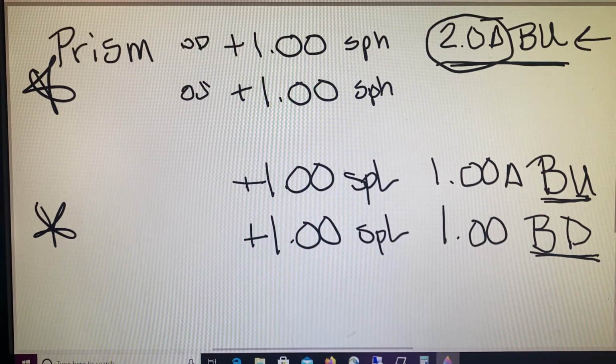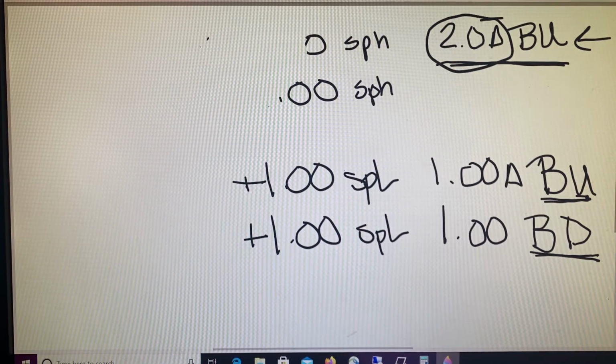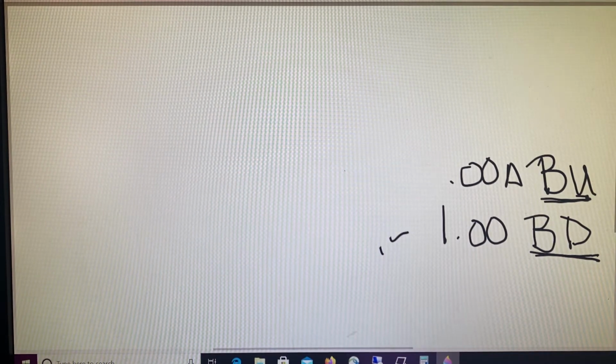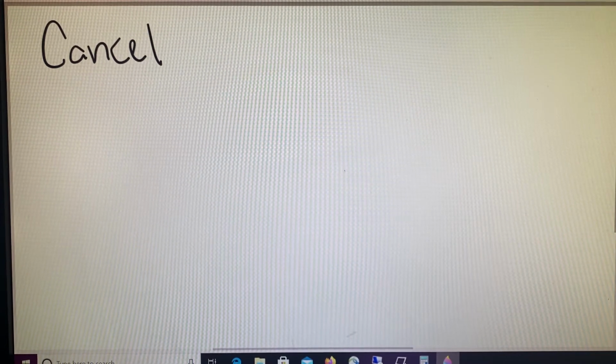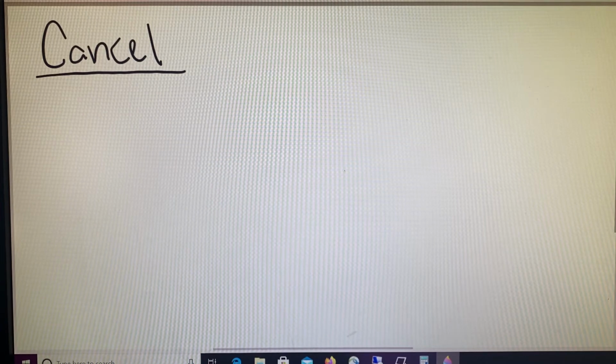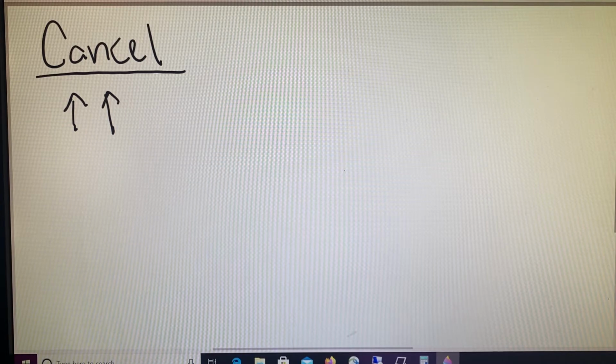Let's go ahead and get rid of these and just have a quick discussion about canceling and compounding directions. So if we have canceling Prism, that means that the Prism in the one eye would cancel out the Prism in the other. Prism thinning is a perfect example of canceling Prism, and we would see directions base up and base up, base down and base down.